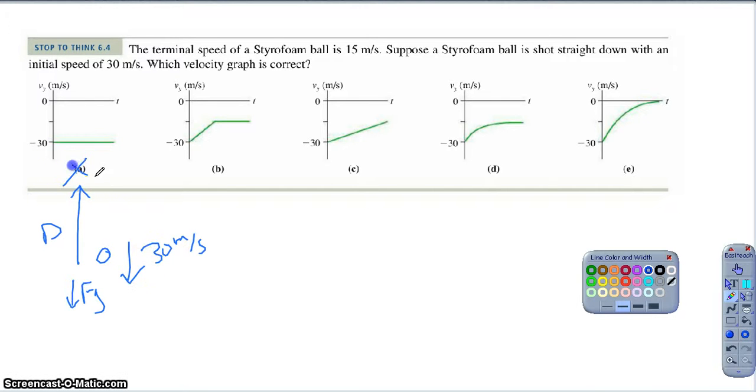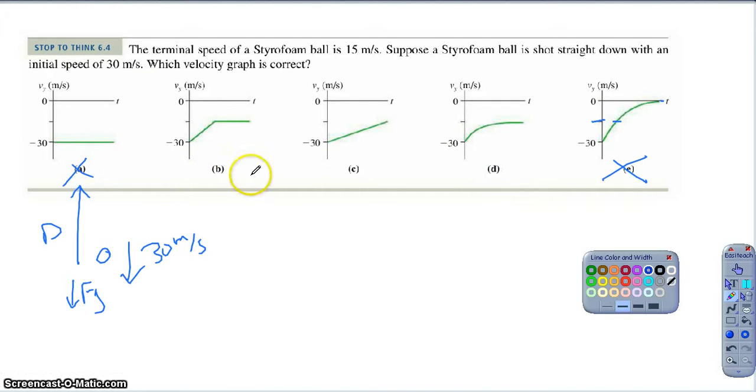So that rules A out, because A is not slowing down. Unfortunately, that piece of information alone doesn't distinguish between the others, because if I look at the rest of them, I can see that they all slow down. Now, E I can rule out, because if the terminal velocity is 15, then it's not going to slow down past 15. This one, which is 15 up here, is not going to slow down and approach 0. So then the question is, is it B, C, or D?